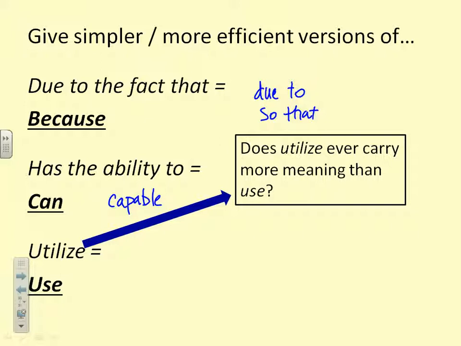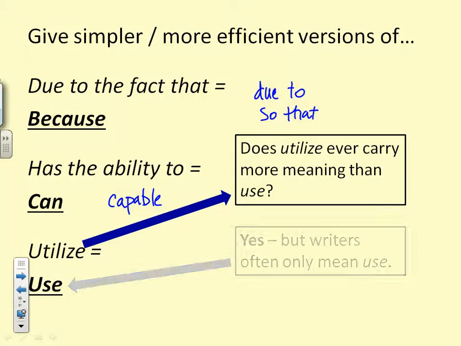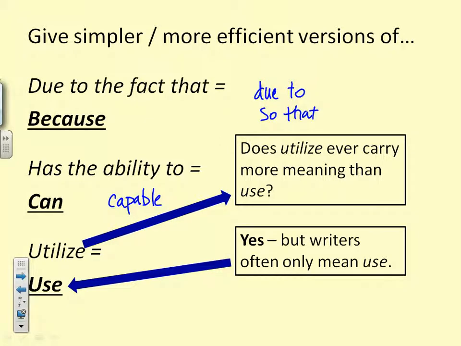So yes, it can mean more than use, but in my experience, in 15 years of looking at engineering writing, usually people just mean use. But utilize sounds better to a lot of people. And I honestly think it has to do with the fact that it has a Z in it. There's just something cool about that word. It's utilize. Use is somehow not fancy enough, and utilize is somehow more important. And it might be, but if all you mean is use, why not just say that?